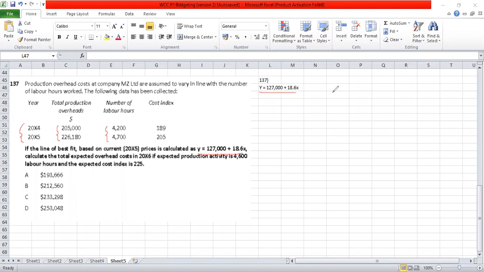After this is done, then we need to estimate it at 4,600 labor hours. So at that level, we have to estimate that. So 4,600 will be X. X is the number of labor hours. Therefore, in place of X, it will be 4,600. Find out what is Y.